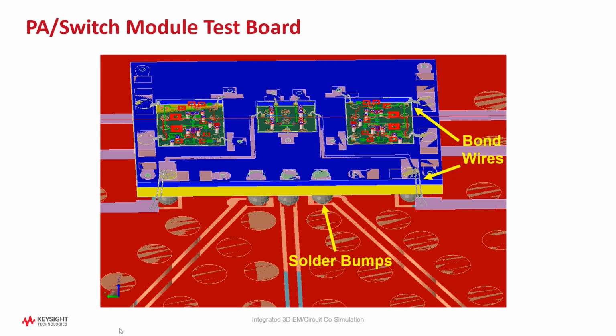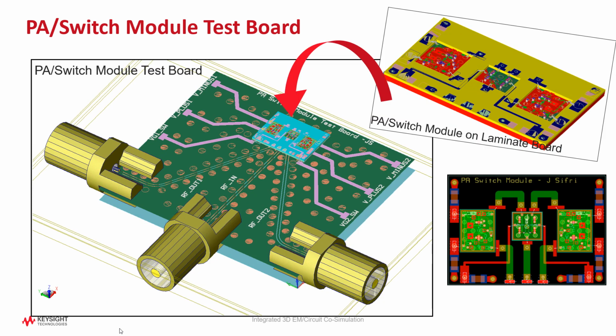It is all automated. I have also imported and used 3D SMA connectors from EM Pro and placed them at the output of the test board as shown here. What you see is the test board, the laminate board, the three MMIC ICs, bond wires, solder bolts, and connectors. And this is what I will be showing you in the next segment of my talk.